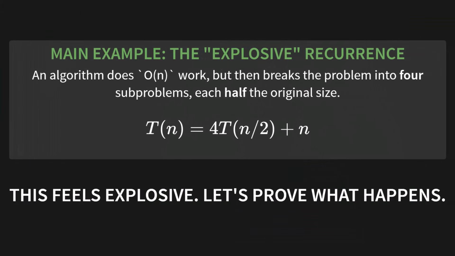Let's look at our main example, the explosive recurrence. Imagine an algorithm that does O of n work, but then breaks the problem into 4 subproblems, each half the original size. The recurrence looks like this. T of n equals 4 times T of n over 2 plus n. This feels explosive. Let's prove what happens.